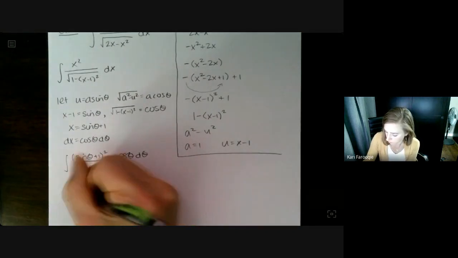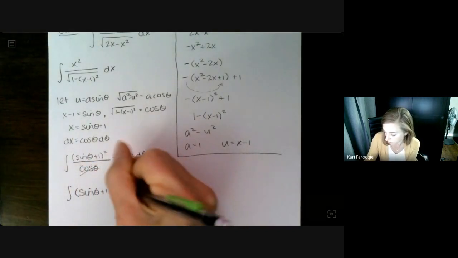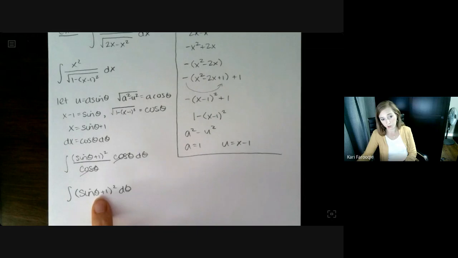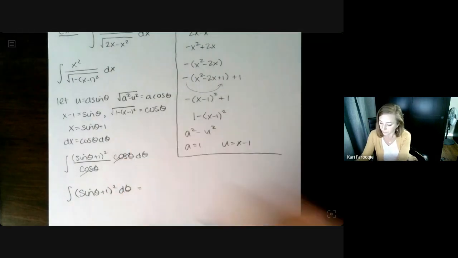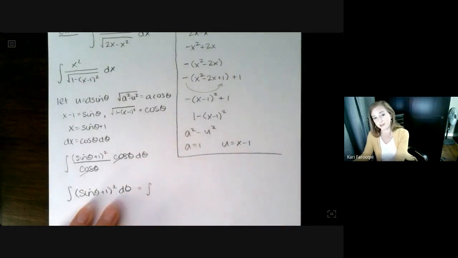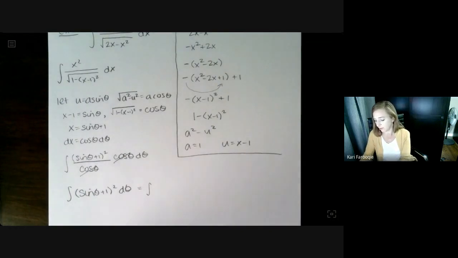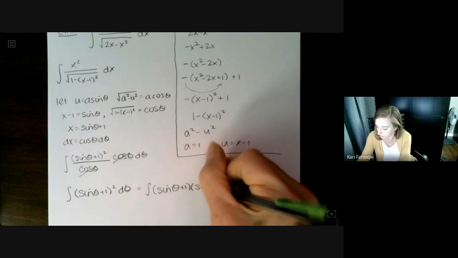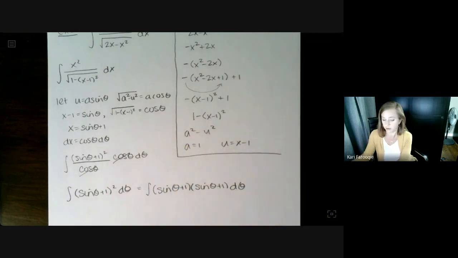So now we have the integral of (sine theta plus 1) quantity squared d theta. I would not try to use a u substitution here because if you did, u would be sine theta plus 1 and du would be cosine theta d theta, which you don't have. So you're going to want to expand this out by squaring it. And I'm even going to show you the squared form because I know that we've had a bad history in this class of distributing the exponent. So we're going to rewrite this as (sine theta plus 1) times (sine theta plus 1) d theta.